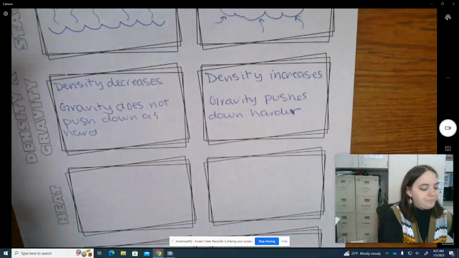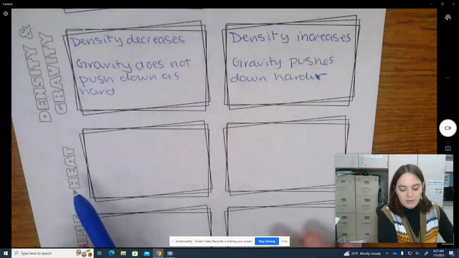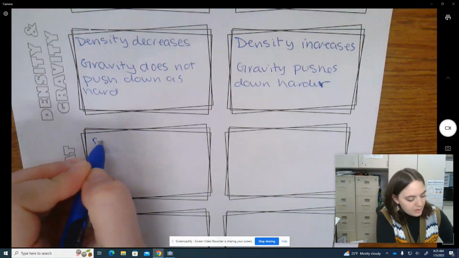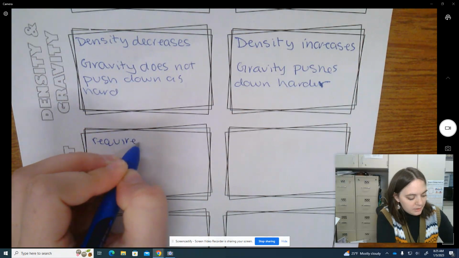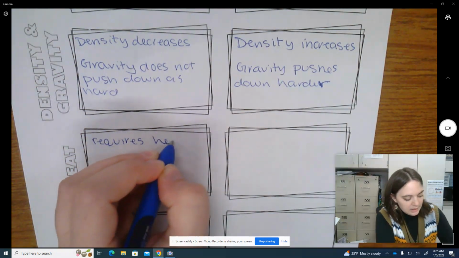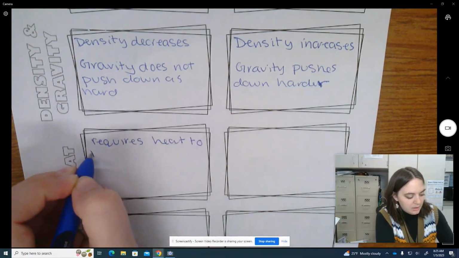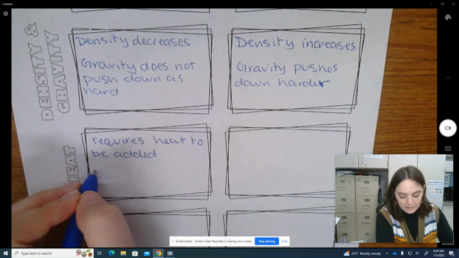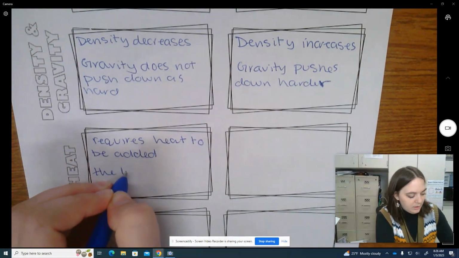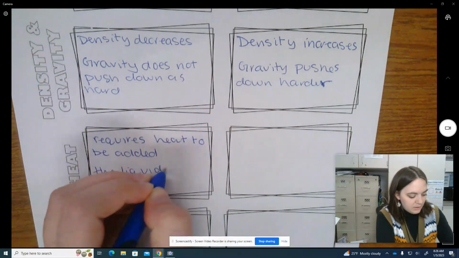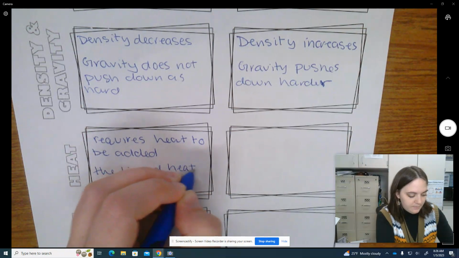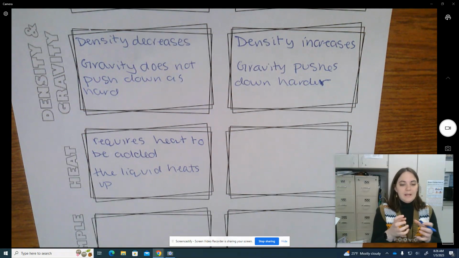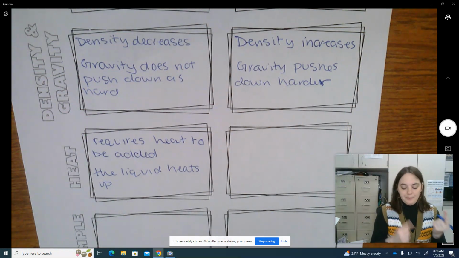All right, heat. So evaporation requires heat to be added. Or in other words, the liquid heats up. So we want to heat up the liquid to make it evaporate.